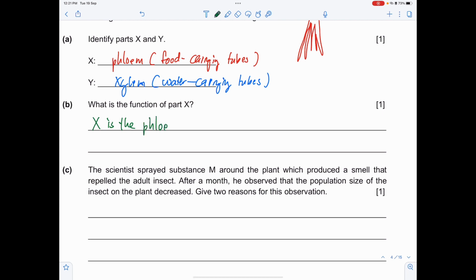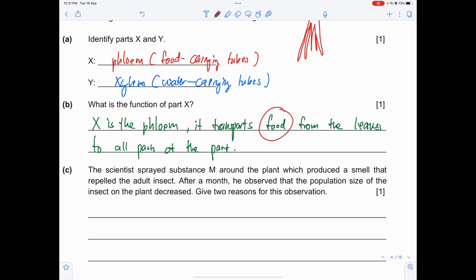You don't have to write this part, but it's good. Okay? It transports food from the leaves to all parts of the plant. Okay, so what are we looking for? Food from where and to where.